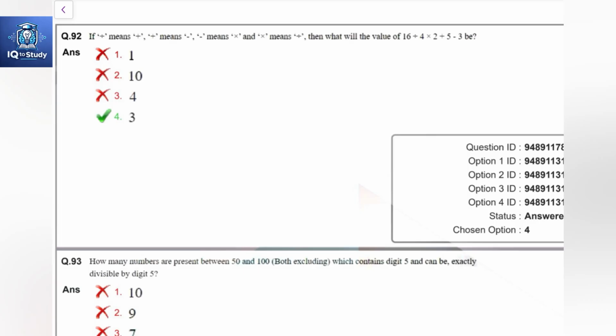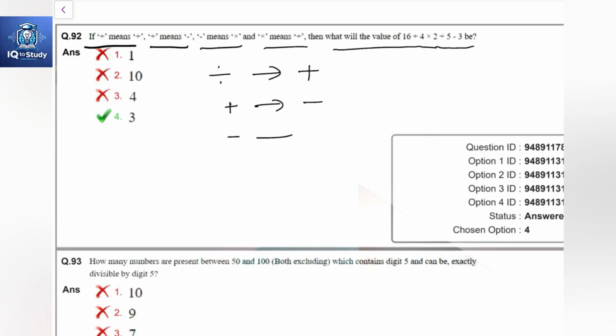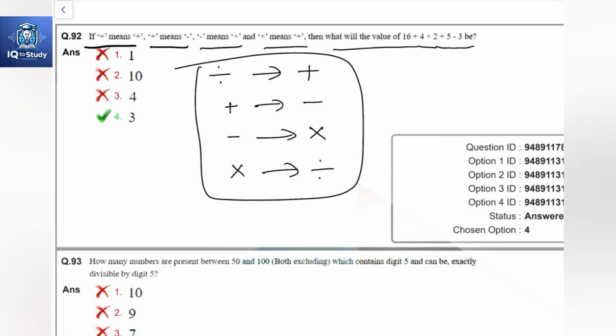If divided by means plus, plus means minus, minus means into, and into means divided by, then what will be the value of 16 divided by 4 into 2 plus 5 minus 3? According to the question, divided by means plus, plus means minus, minus means multiplication, and multiplication means division. So if I have to find the value of 16 divided by 4 into 2 plus 5 minus 3, it becomes 16 plus 4 divided by 2 minus 5 into 3.